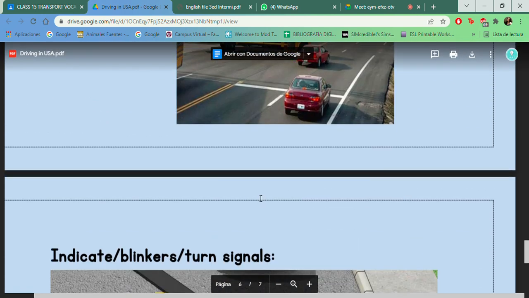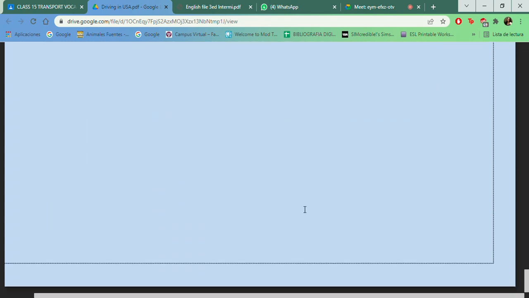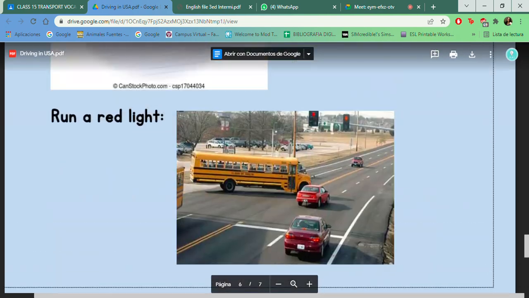So here you have the formal way to call them: indicators. And to indicate is the verb, when you indicate. Then you have blinkers or turn signals, the noun as well. The indicators will be more formal. Excellent. Any questions about the car vocabulary?